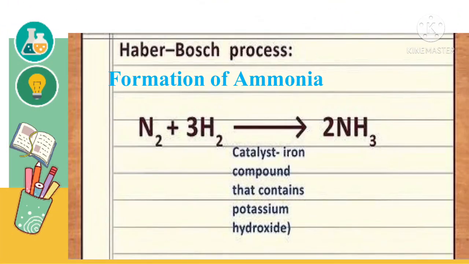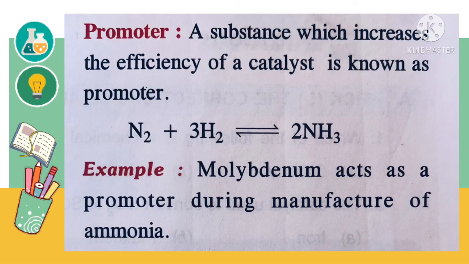So this is the function of a catalyst, to increase or decrease the reaction rate. For example, in the formation of ammonia, iron is used as a catalyst. Next term is promoter. What is a promoter? A substance which increases the efficiency of a catalyst is called a promoter. In the formation of ammonia, molybdenum acts as a promoter as it increases the efficiency of the iron catalyst.